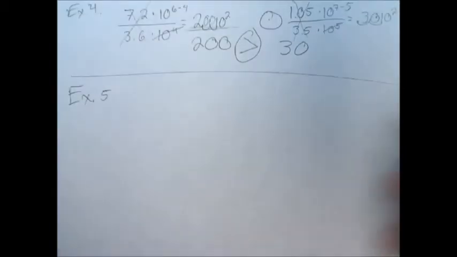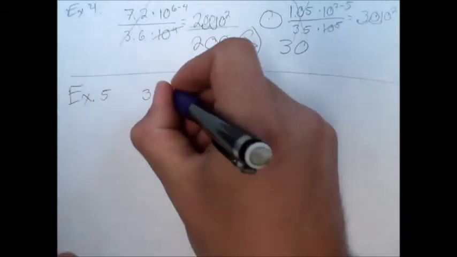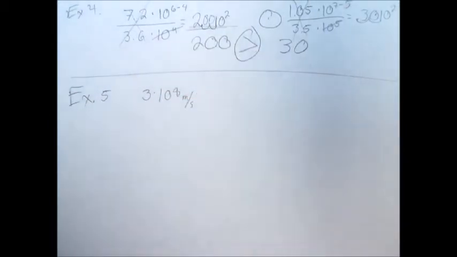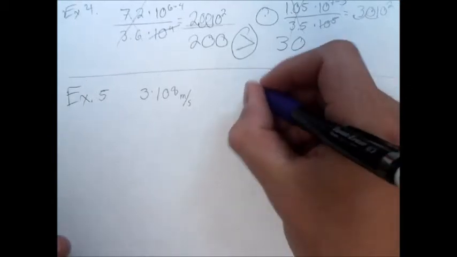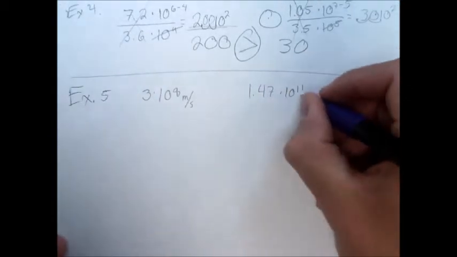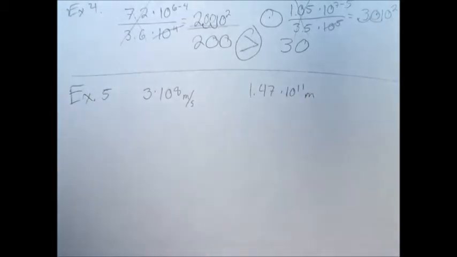It says the speed of light is 3 times 10 to the 8th meters per second. So meters per second. If the Earth is 1.47 times 10 to the 11th meters from the sun, how many seconds does it take light to reach Earth from the sun? Write your answer in scientific notation. Okay, so how many seconds will it take?